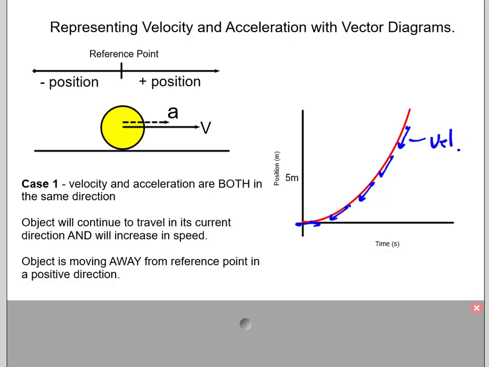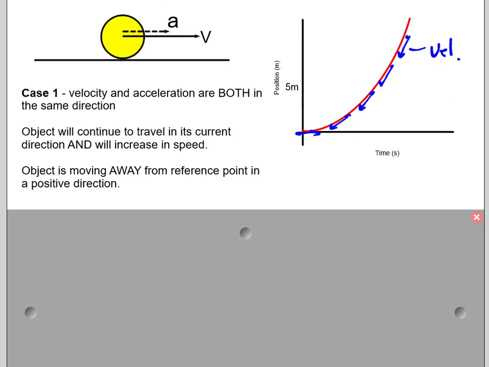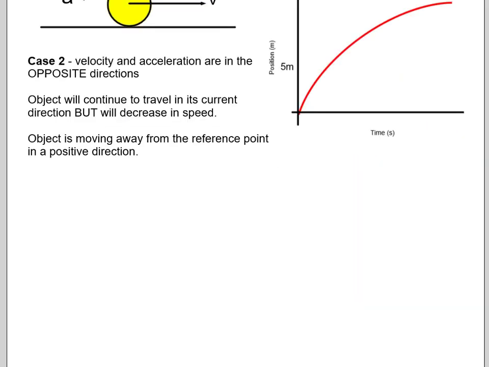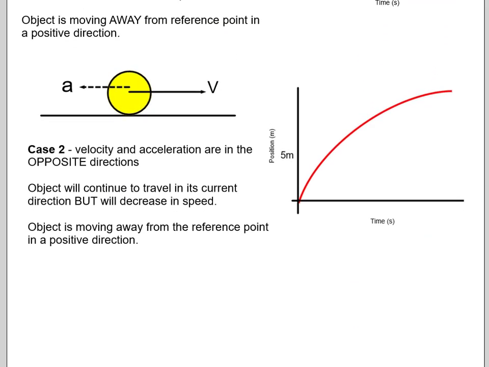Now, the next one is a little bit tricky for people. You do it all the time, but you may not have thought about it mathematically, or at least in terms of vectors. This is case 2: the velocity and the acceleration are in opposite directions. The object can continue to move forward. You can see this displacement is still getting larger, but not as quickly. This is the situation where we are slowing down.